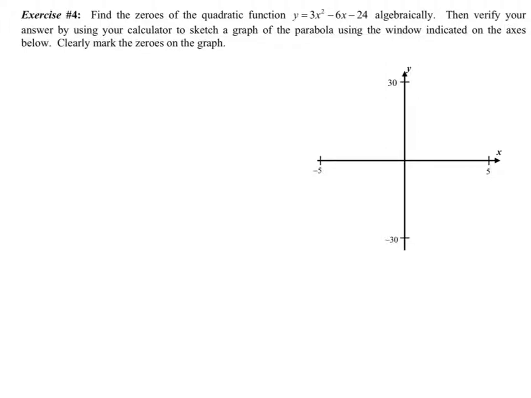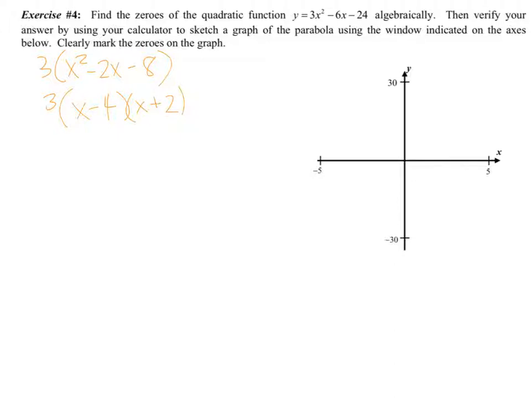Find the zeros of the quadratic function algebraically, and then verify your answer by using your calculator to sketch a graph of the parabola using the window indicated on the axis. So first of all, I have a greatest common factor in each of those, and it's 3. So I'm left with x squared minus 2x minus 8. So what multiplies to equal negative 8 and adds to equal negative 2? Well, that's a negative 4 and a positive 2.